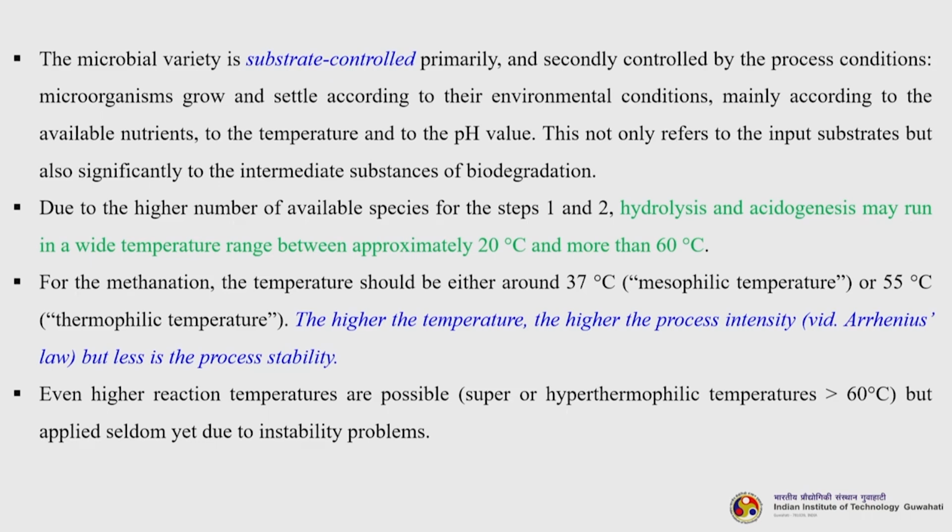Now, for the methanation the temperature should be either around 37 degree centigrade, which is a mesophilic temperature, or 55 degree centigrade, which is a thermophilic temperature, depending upon what type of microorganisms are present in your biogas plant. The higher the temperature, the higher the process intensity, if you look at the Arrhenius law, okay, but the process stability is lower.